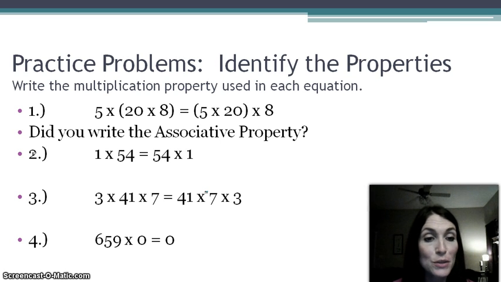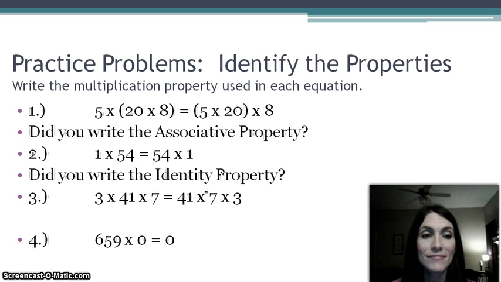Take a look at problem 2. 1 times 54 is equal to 54 times 1. Is this an example of the 0 property, the identity property, the associative property, or commutative property? Please pause, write your answer, and press play when you're ready to check. Did you write the identity property? If you did, congratulations, that is correct.